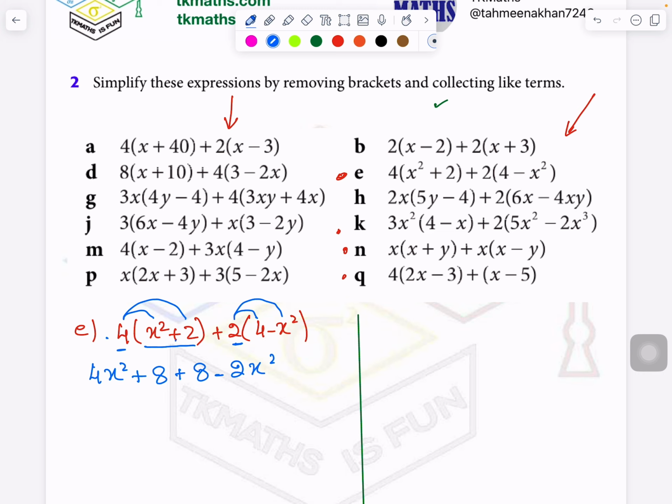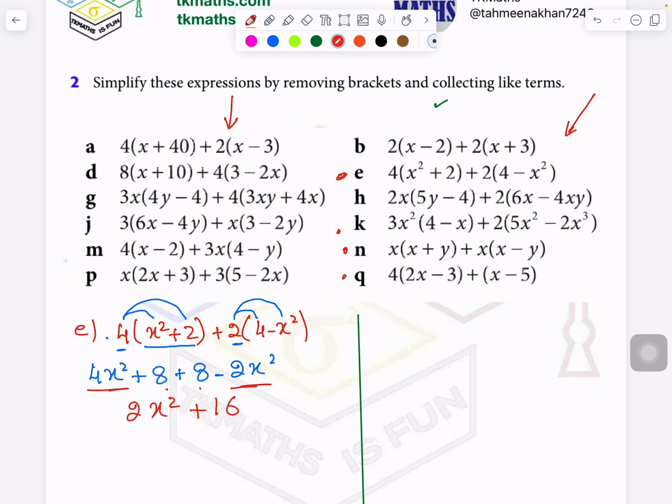Now if I see there are two terms like terms, which are those? This one and this one. And similarly this also. 8 and 8 is 16, that is fine. But 4x square minus 2x square, 4 minus 2 is 2. And x square will remain there.